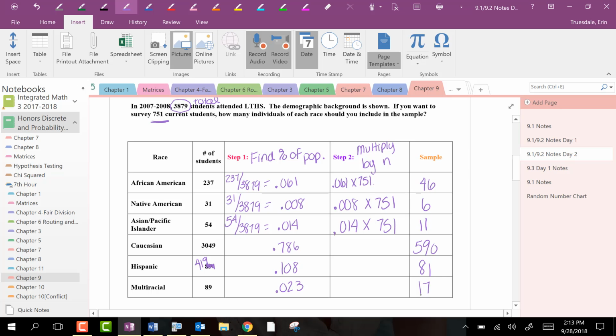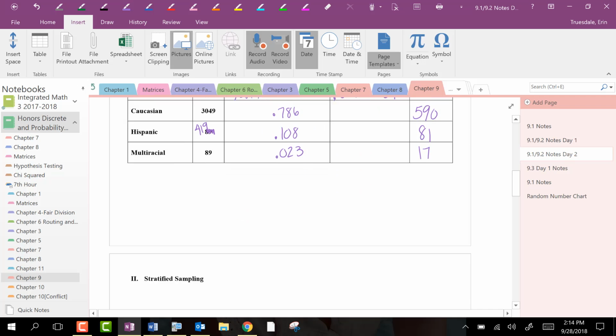Okay, so total, when you add these up, what should you end up with? 751 students. Okay, but you're forcing the sample to get the same percent as the population in each category in the sample. That's quota sampling. Questions? Pretty straightforward? Okay.